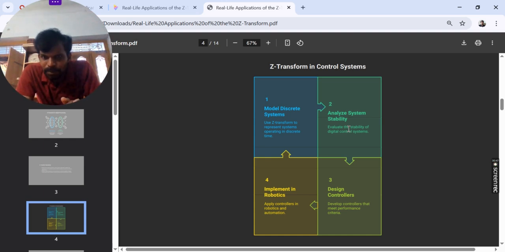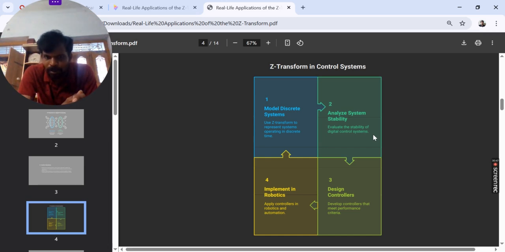So, analyze the system stability, that is, evaluate the stability of a digital control system. In order to evaluate the stability of a digital control system, we are going to use a Z transform. And the third step, design controllers, that is, develop controllers that meet performance criteria.